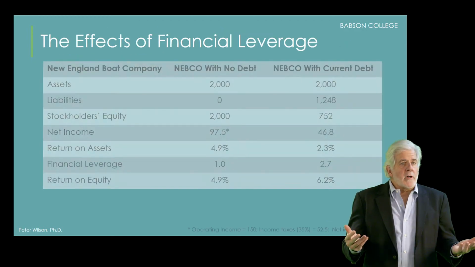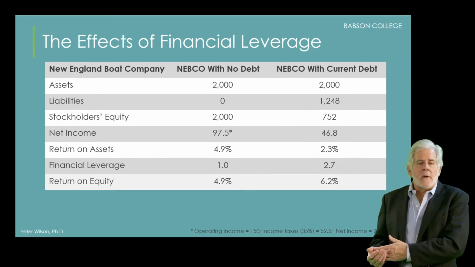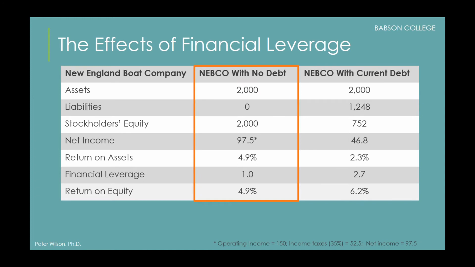To see how leverage works, compare the returns assuming no leverage with the current returns for NEBCO. With no debt, NEBCO is financing 100% of the assets with the owner's money. There is no debt, no borrowed funds. With no borrowings, interest expense would be zero, meaning earnings before tax would be $150,000. Taxes would be 35%, or $52,500, and net income would be $97,500. This would give an ROA of 4.9%, which would be the same as ROE since there are no liabilities.